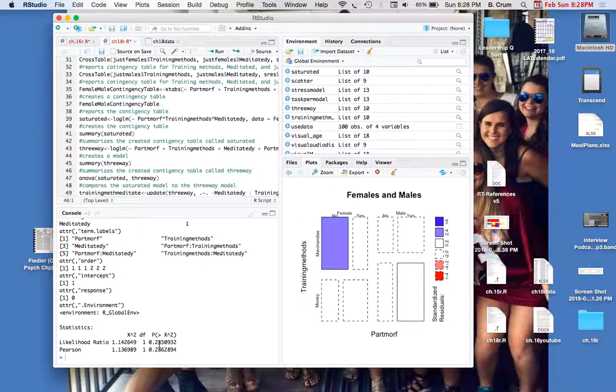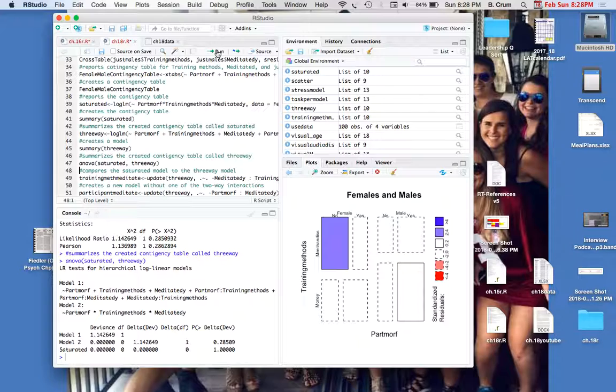0.285. So now we're going to compare the two models that we created, the saturated and the one without the three-way, using an ANOVA function. We look at the part called delta, which is right here, which tells us the difference between the two models. The value equals 0.285, which is not significant. This non-significant result tells us that removing the three-way interaction did not make the model a significantly worse fit to the data. Therefore, we would continue by getting rid of the two-way interactions at this time.